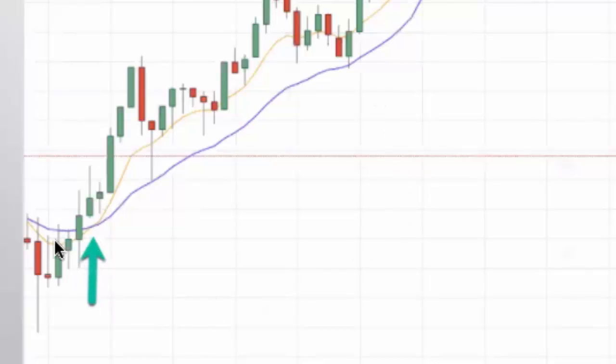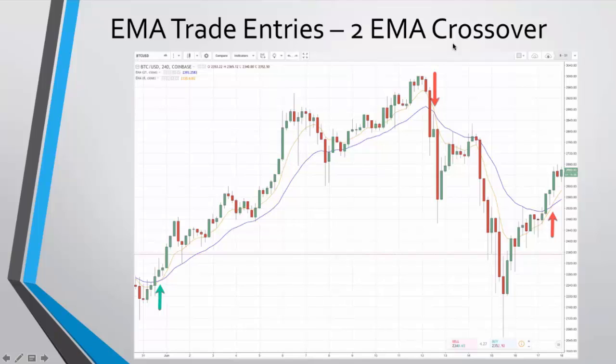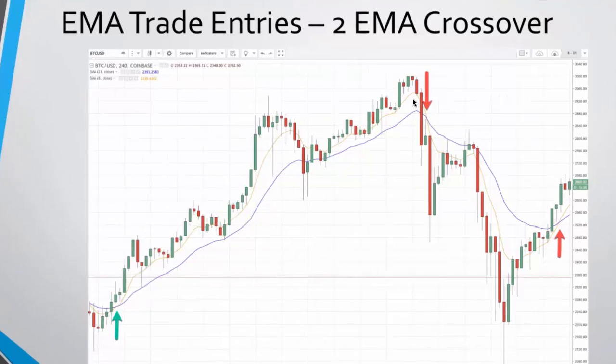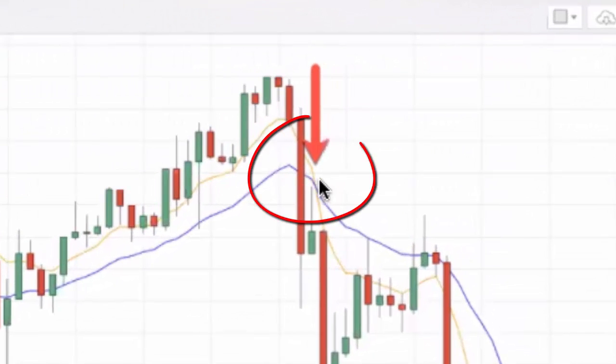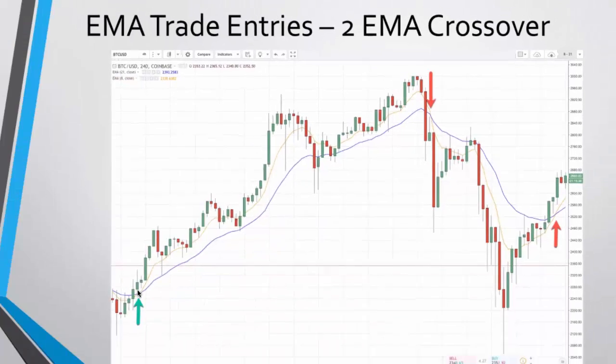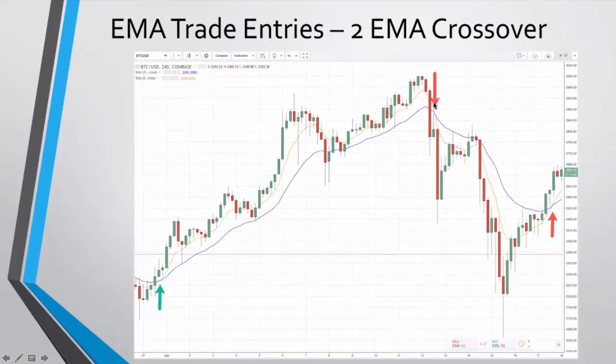Okay. So now the yellow crosses above the blue line. That's a long signal in an EMA crossover system. So here's your long signal. Now you get long, you stay long, all the way up until it finally crosses back down here. So theoretically, you got long here, and now you're going to exit your long and get short.